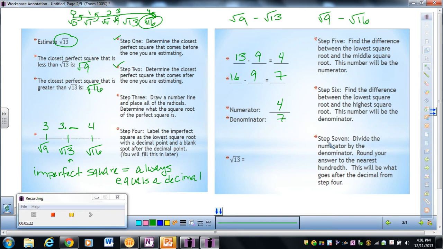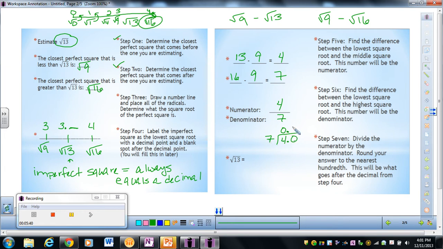Step 7 says divide the numerator by the denominator. Divide the numerator, which is 4, by the denominator, which is 7. Well, 7 doesn't go into 4, so that's going to be a 0. Put my decimal point, and I add my 0.